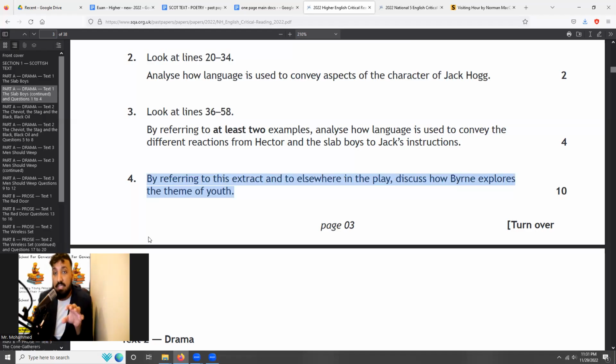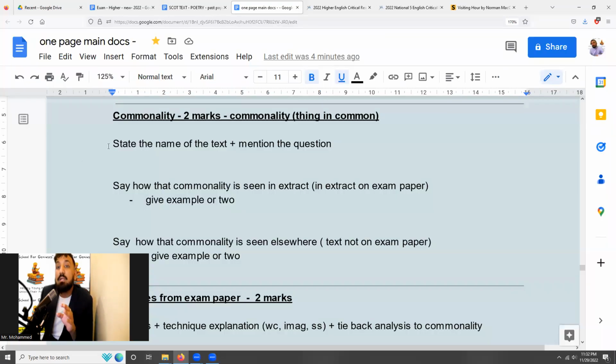So novel and play, same text, comparing between parts of the same text. Poetry or short story, comparing between two different texts by the same writer. I'll say it again. Novel and play, same text, different parts of the same text. Poetry or short story, two different texts by the same writer. That is essentially what you're going to be doing the question on.